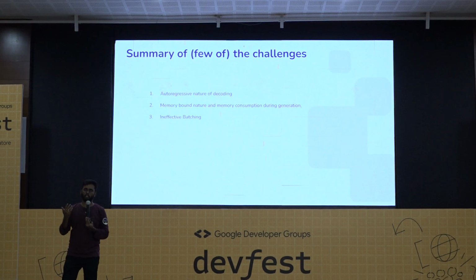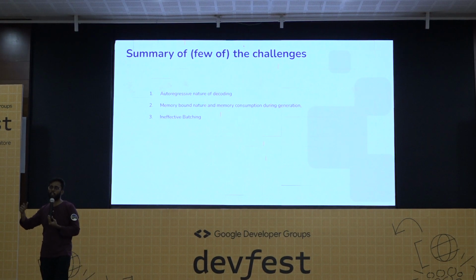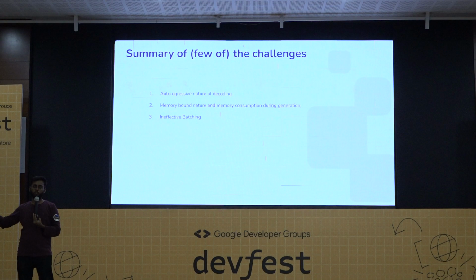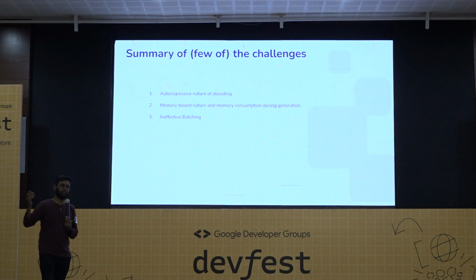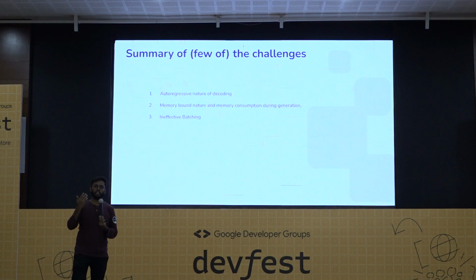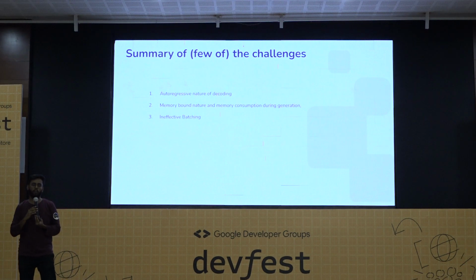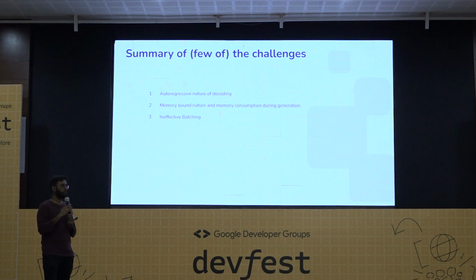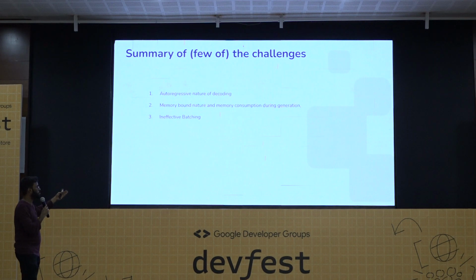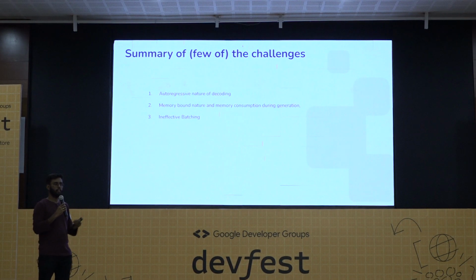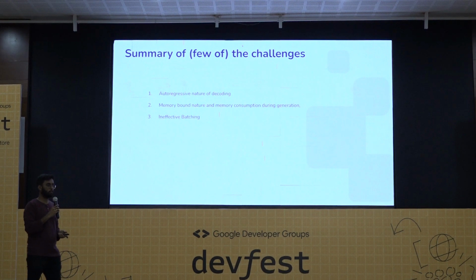The second challenge is the memory bound nature of it. Since the KV cache is built as we generate tokens, and it also explodes as we build tokens, the whole generation is mostly memory bound if we are doing it for small batches, and it's not compute bound. And the memory consumption is increasing as we generate more tokens.